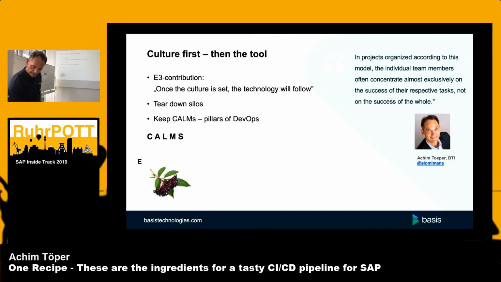Then culture first, then the tools. So I often use the CALMS word. CALMS is an abbreviation which builds the foundation for DevOps. Let me say C is the culture, A the automation, then we have the lean, and we have the M for measurement, and then the S for sharing. So I often use that CALMS principle as a pillar for going in a successful DevOps way.